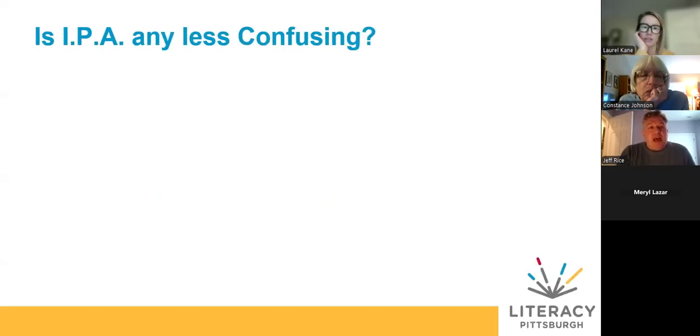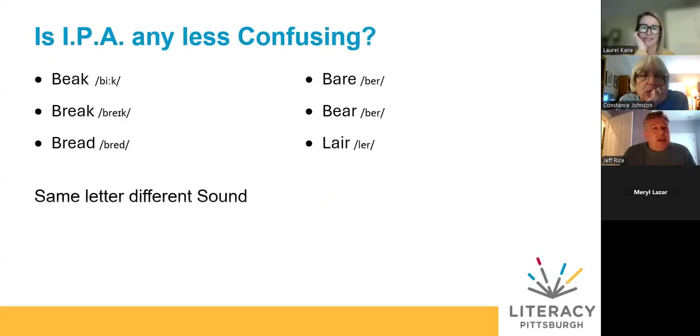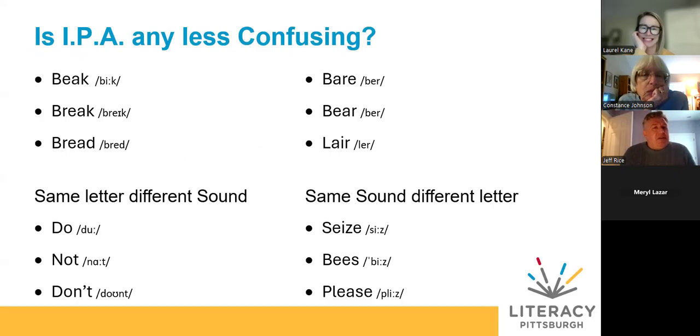But if we take a look at our examples from earlier, is it any less confusing? Here you can see the same vowel sound, bear, lair, and the different vowel sounds on the left. But it's a whole other set of symbols that we would have to teach ourselves and then teach our students. So in terms of simplifying things or making things less confusing, it doesn't really work so well, especially with English language learners.